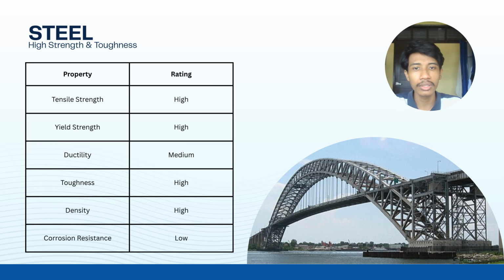A perfect application example is the bridge. Steel's high tensile strength allows a bridge to support massive loads from vehicles and trains. Its toughness ensures the structure can absorb shock during earthquakes or extreme weather. Engineers use protective coating to overcome corrosion, ensuring the bridge maintains integrity for decades. In summary, steel's strength and toughness make it the undisputed choice for heavy load applications like bridges and buildings.